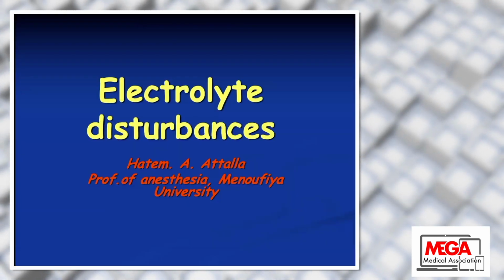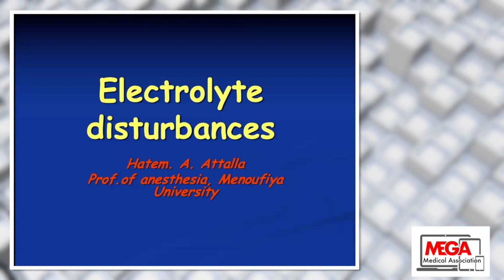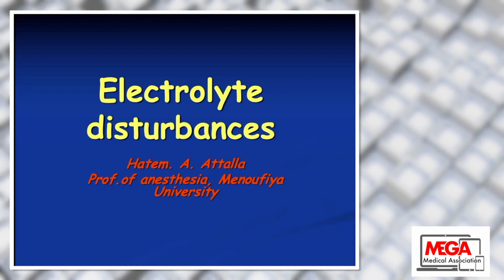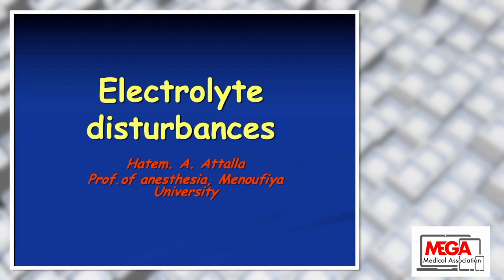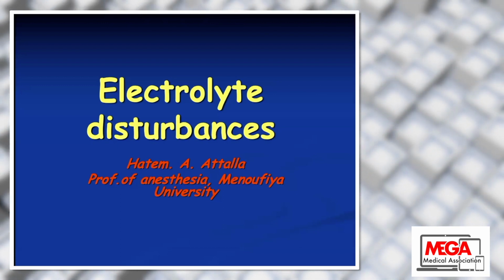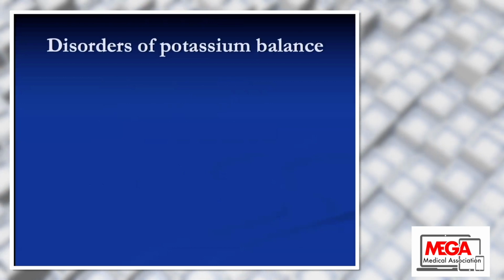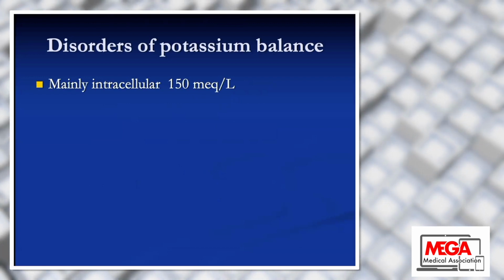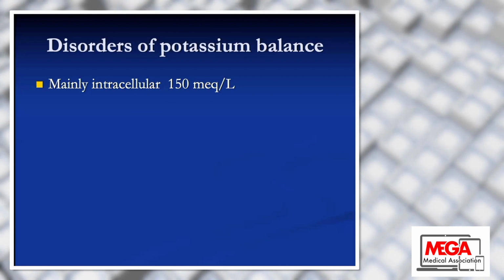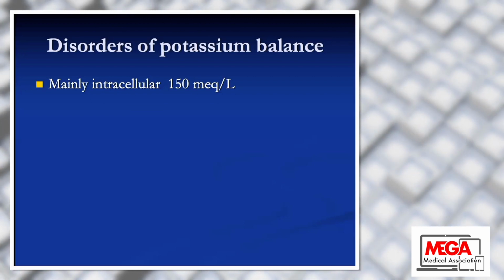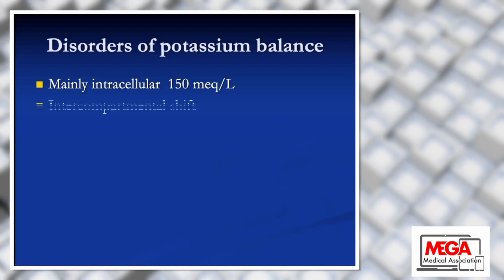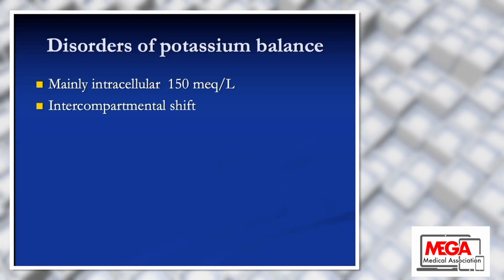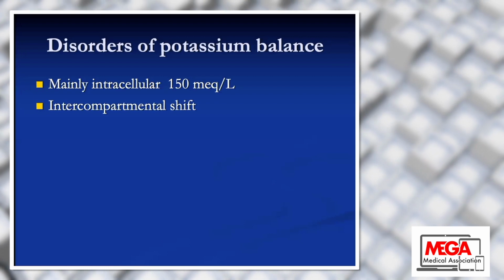Okay, today we will continue our story about electrolyte disturbance. In the last lecture, we discussed sodium and calcium imbalance, and today we will discuss potassium, magnesium, and phosphorus imbalance. About potassium balance, we all know that potassium is mainly intracellular, about 150 milliequivalent per liter intracellular, and the intravascular compartment is composed of only 3.5 to 5.3 milliequivalent. So there is an intercompartmental shift of potassium from the intracellular space to the intravascular compartment.